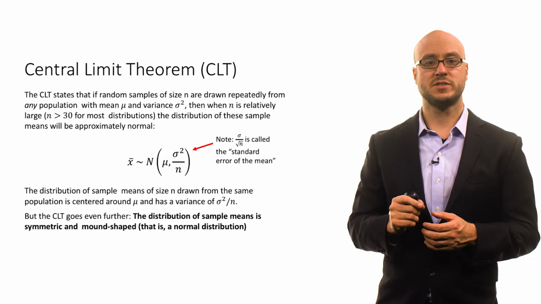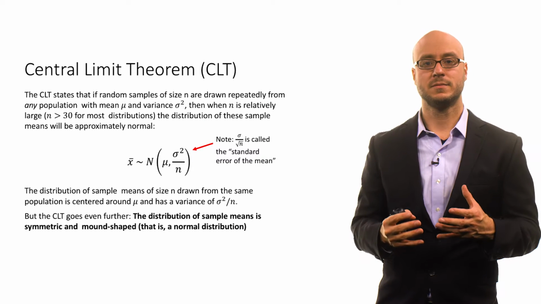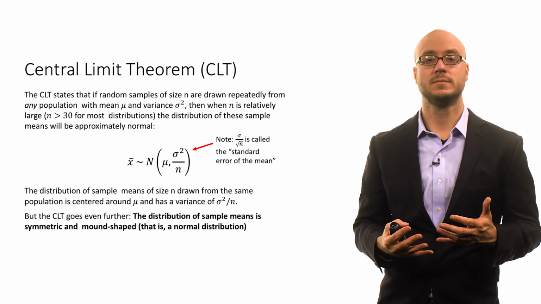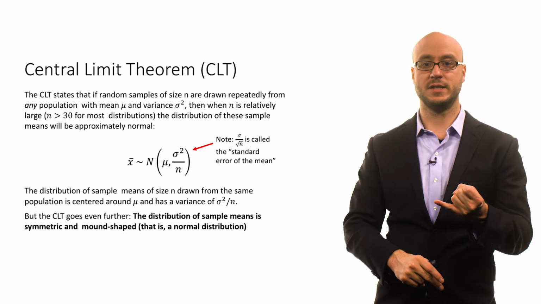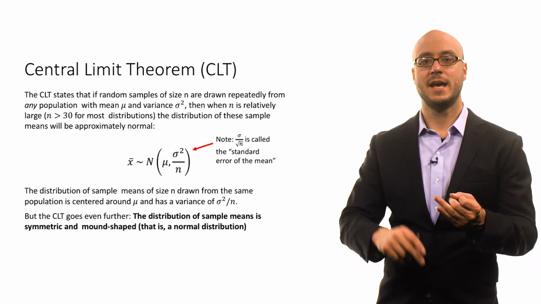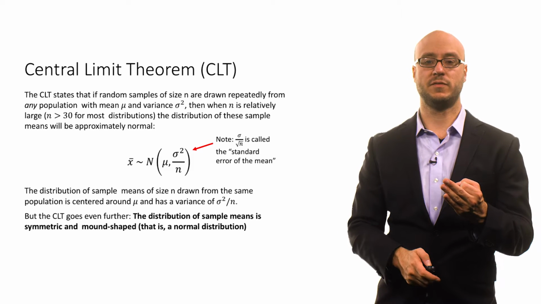This is a very cool theorem, because it not only talks about the center and spread of the distribution, but it also talks about the shape of the distribution. It says the distribution of sample means is symmetric and mound-shaped. It's approximately normal. So the central limit theorem says we know roughly the center, we know the spread, and we know the shape. The shape is roughly normal.